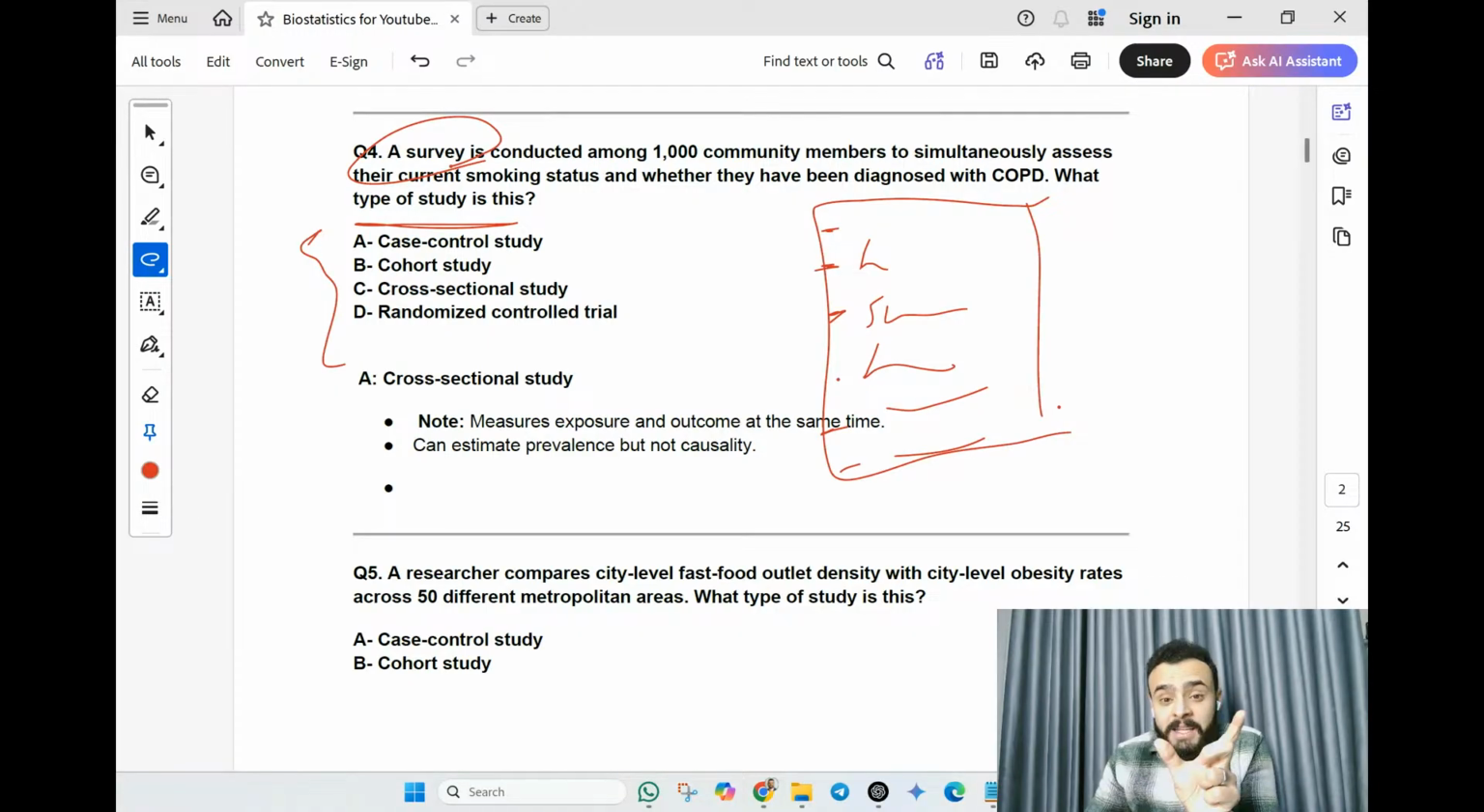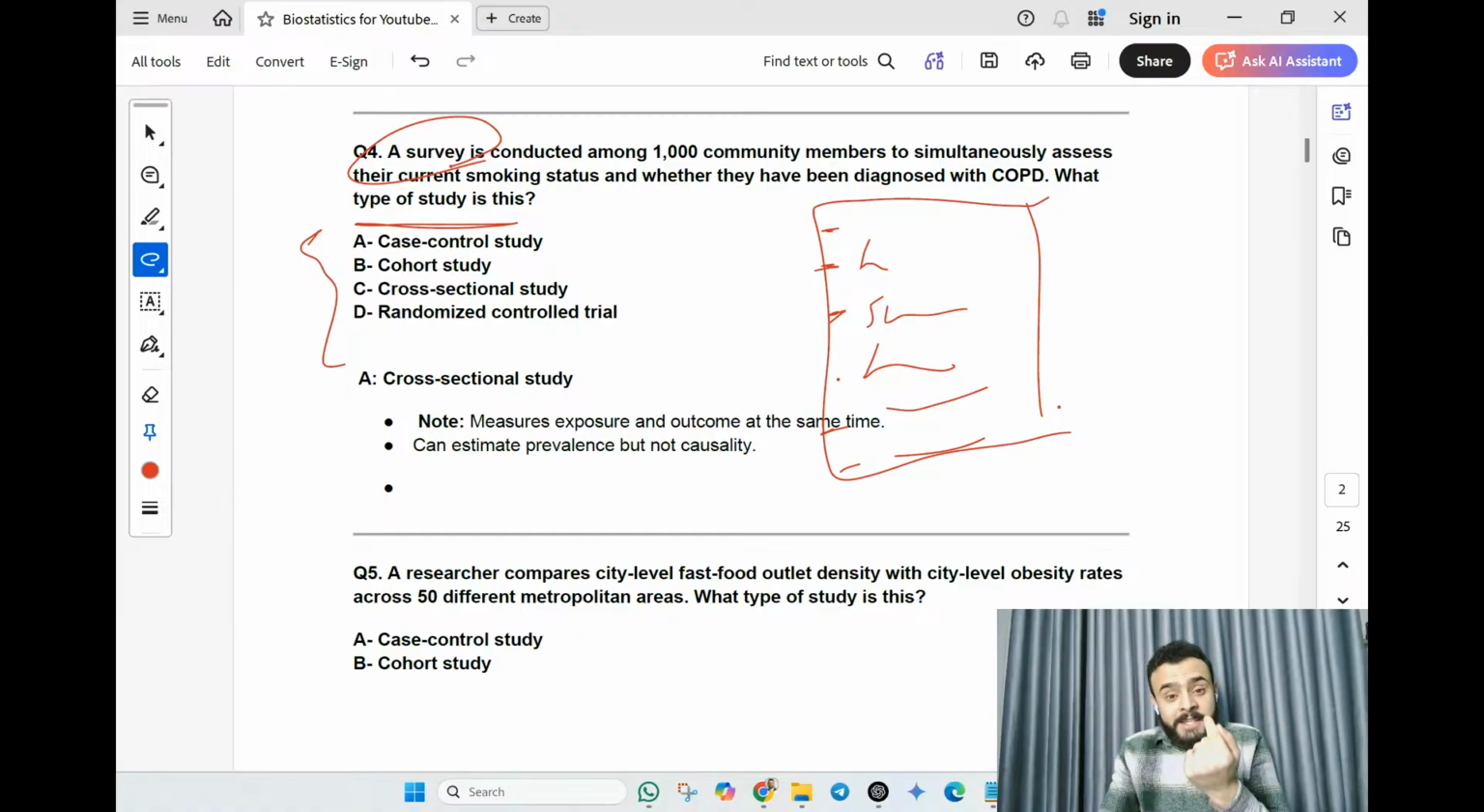It is done rapidly, like one day, one week. I can send the link to my school today and collect the results in just two days. Clear? Okay. It is cheap, rapid, but it is not accurate. Why? It is not accurate because it assesses everything at the same time, both exposure and the outcome. So it has multiple confounders. Clear? This design has multiple confounders.